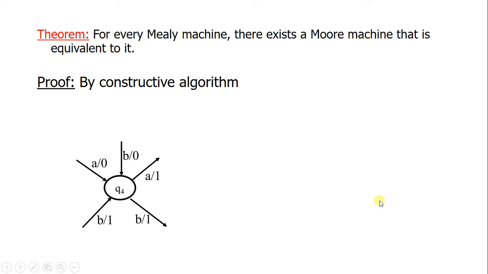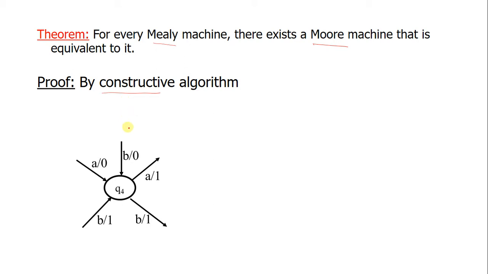We're going to prove the algorithm that for every Mealy machine there is a Moore machine, and we can prove it by using a constructor algorithm. So in the constructor algorithm, let's see some sample possibilities that may occur.